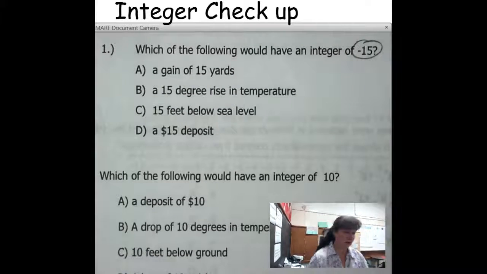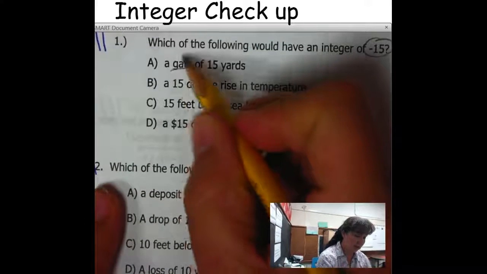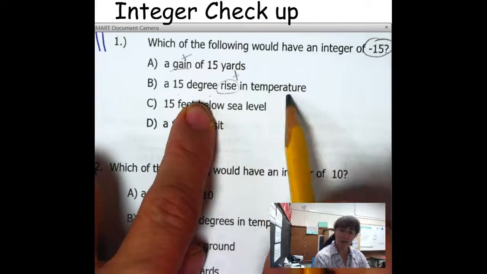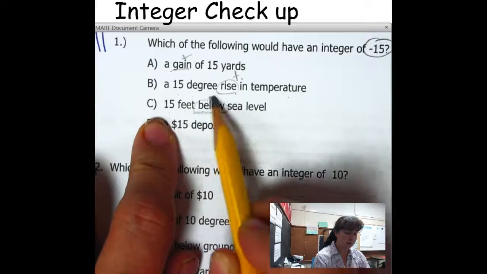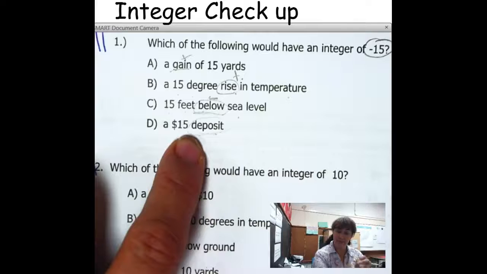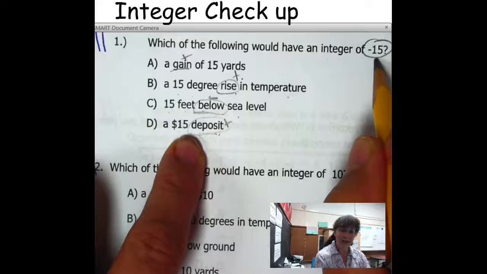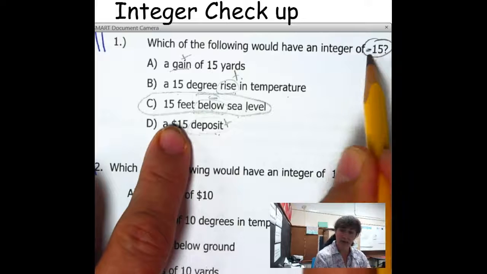So I'm looking for a keyword here that's going to tell me that it's negative, okay? A gain of 15 yards, okay, that would be a plus. Gain is a plus. A 15-degree rise in temperature, so rise would also be plus. 15 feet below sea level would be negative, and a $15 deposit. Deposit means you're putting money in, so that's normally a plus. So negative 15, the only one that matches is letter C. 15 below gives you the negative.